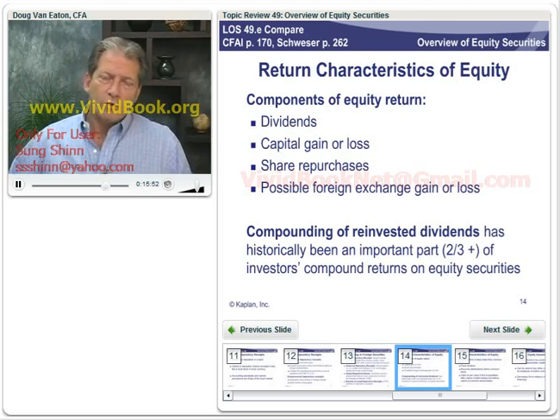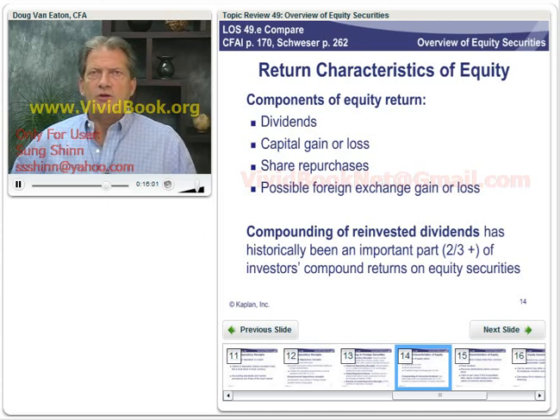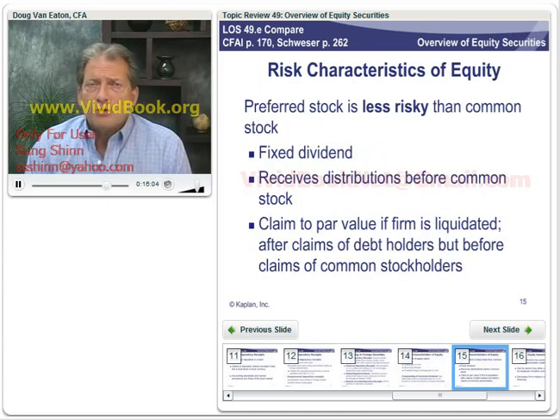Now, whether that holds true over the next 20 or 30 years, we don't know, but it's certainly been an important part historically of the returns on equity securities. What about their risk characteristics?